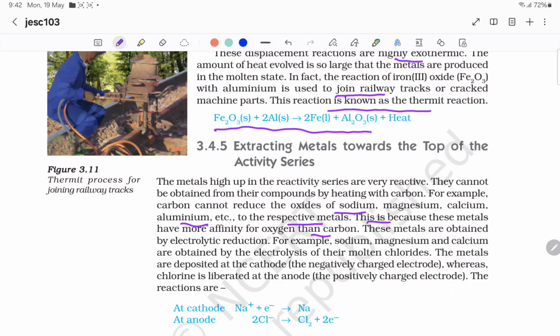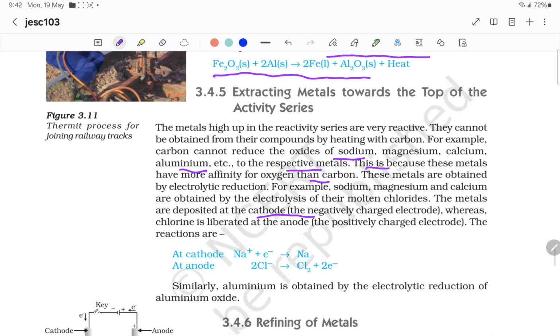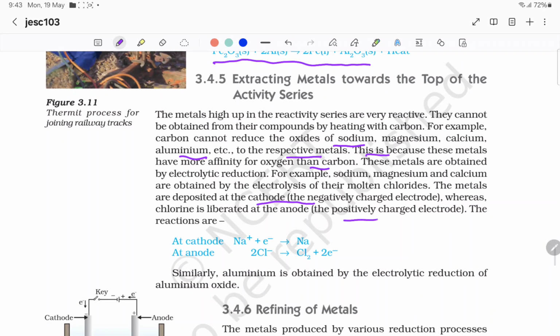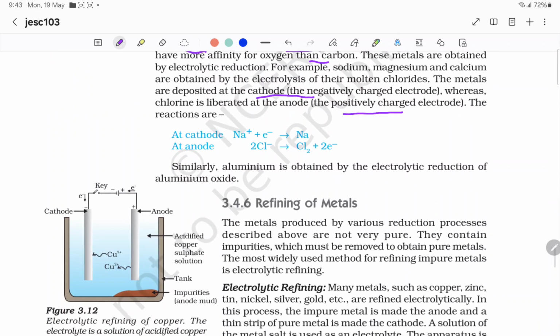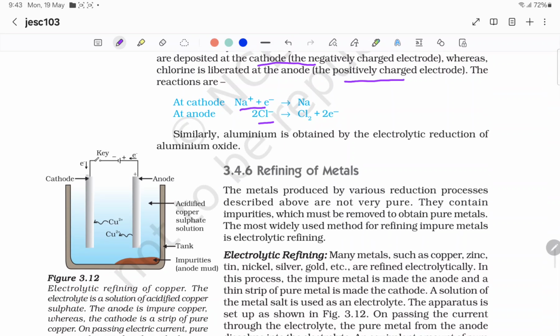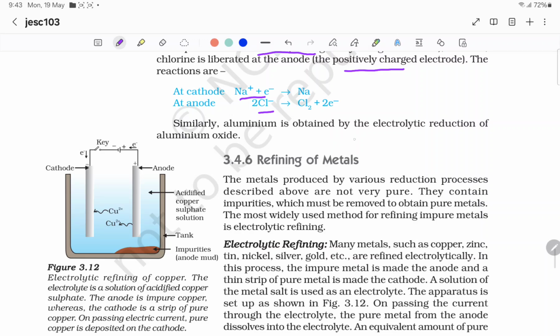These metals are obtained by electrolytic reduction. For example, sodium, magnesium, and calcium are obtained by the electrolysis of their molten chlorides. The metals are deposited at the cathode, that is the negatively charged electrode, whereas chlorine is liberated at the anode, the positively charged electrode. The cathode is the reduction, and the anode here is the oxidation. Similarly, aluminum is obtained by the electrolytic reduction of aluminum oxide.